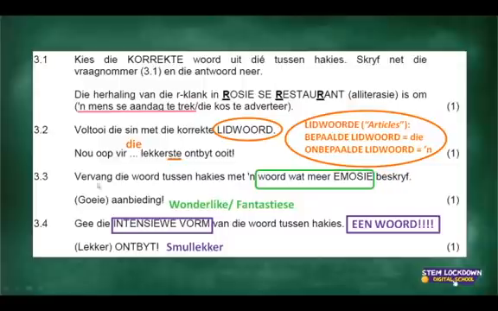So small, lekker, it has to have the double L because the word small ends on an L and lekker starts with an L and one word.